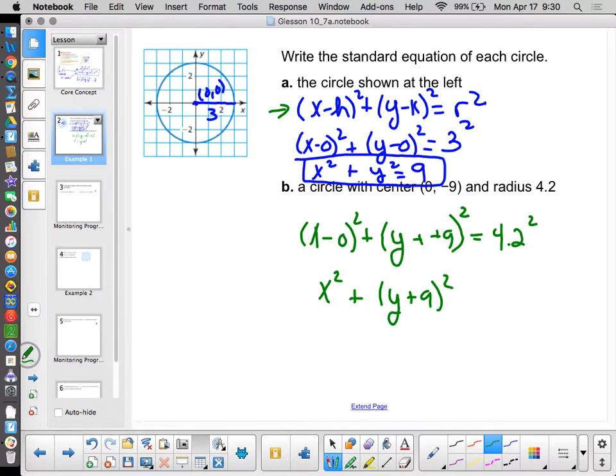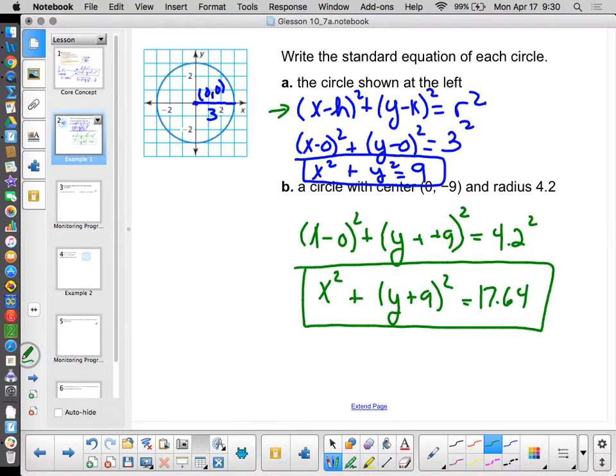And the 4.2 squared, we're just going to use our calculator for that. 4.2 squared is 17.64. And we've written the equation of a circle. So again, this really comes down to knowing the formula. If you know the formula, it's not so hard to work with.